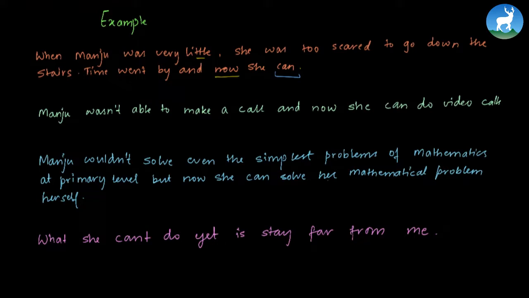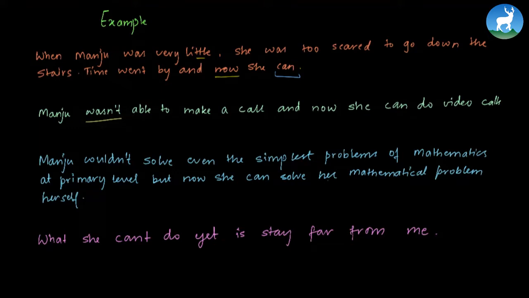So we move forward to the second statement. Manju wasn't able to make a call, and now she can do video calls. So this is another ability Manju has grown, that she didn't have in the past. She wasn't able to make a call. You can also write, Manju couldn't make a call. The sentence will also be correct, but here it's written "wasn't", which is not incorrect.